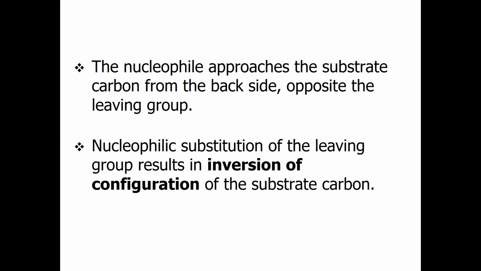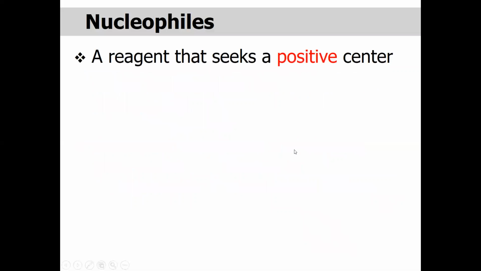Now the nucleophile approaches the substrate carbon from the backside, opposite the leaving group. Means, for example, the nucleophile is attacking from 180 degrees to where the leaving group is. In this way, nucleophilic substitution of the leaving group results in inversion of configuration of the substrate carbon.